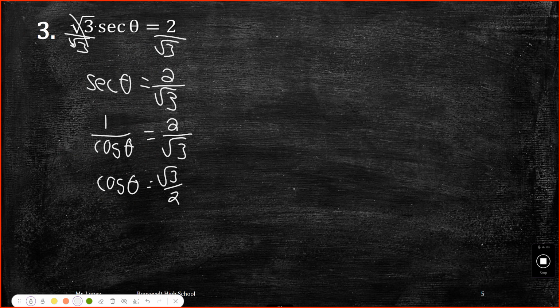Okay, so we're going to go to our unit circle. Definition of cosine. What is it? What letter over what letter? A over what? Hypotenuse. So this is going to be something, and this is going to be something. So this is going to be what? Root 3. And then this is 2. So then that makes this 1.